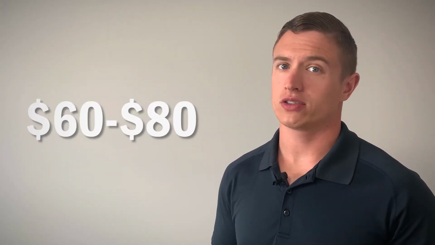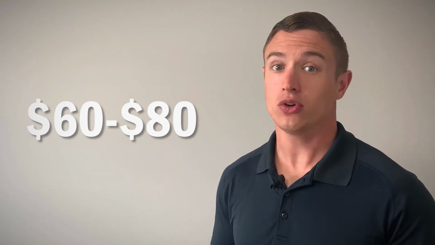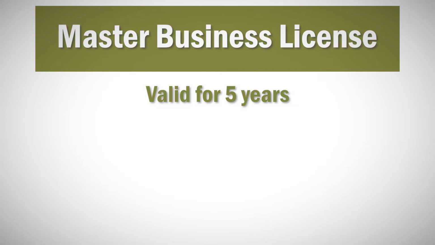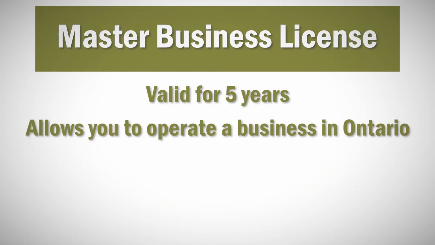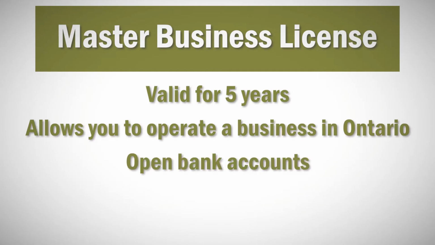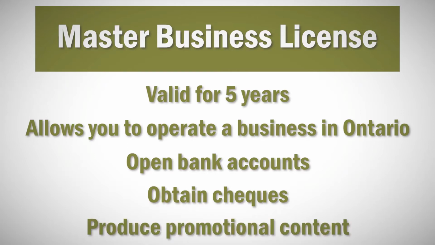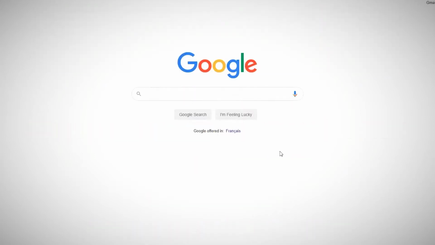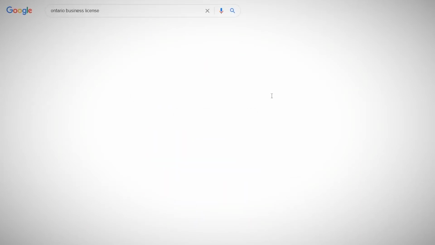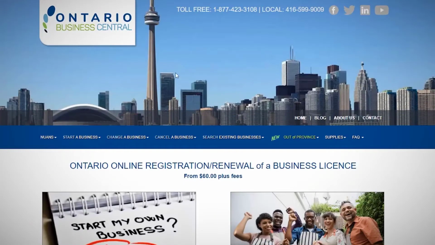Once you've selected your business type, you will then need to acquire a master business license from the Government of Ontario. This will cost you anywhere from $60 to $80 and protects your business name from being used by anybody else. The Master Business License is valid for 5 years and allows you to operate a business within Ontario, open bank and tax accounts, obtain checks, and produce promotional content such as business cards and flyers.